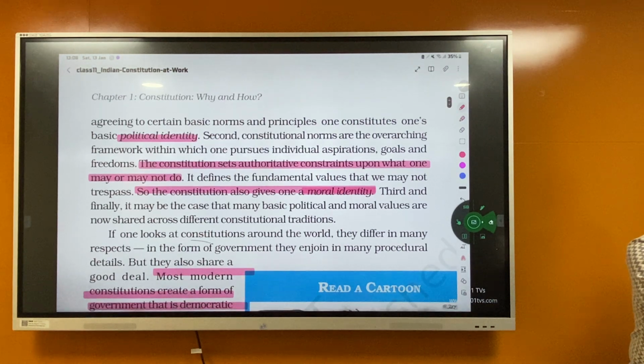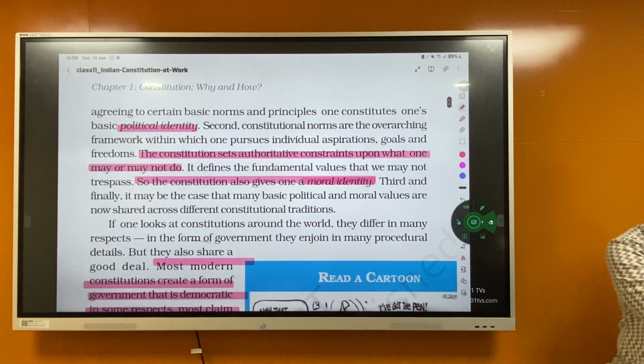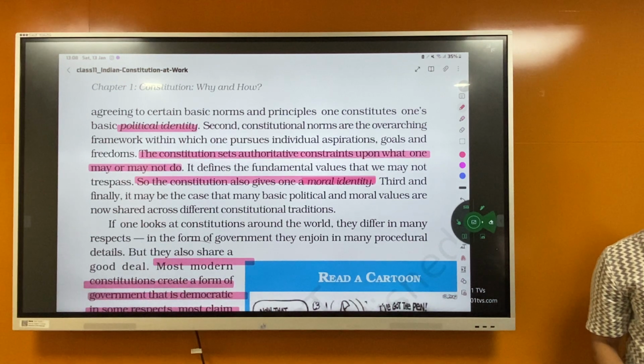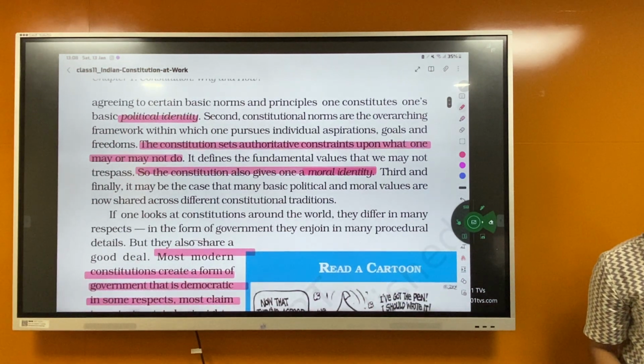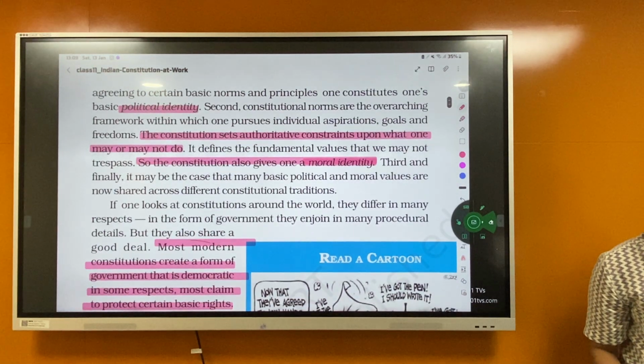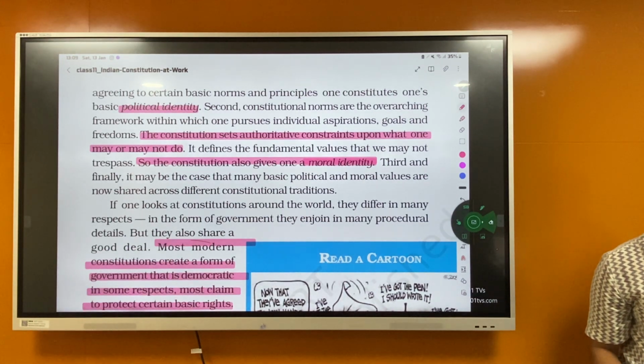Next, second. Second, the constitutional norms are the overarching framework within which one pursues individual aspirations, goals, and freedoms. The Constitution sets authoritative constraints upon what one may or may not do. It defines the fundamental values that we may not trespass. So the Constitution also gives one a moral identity.